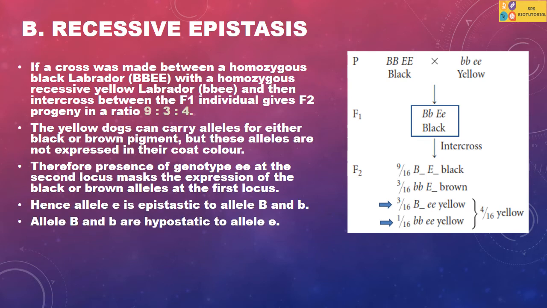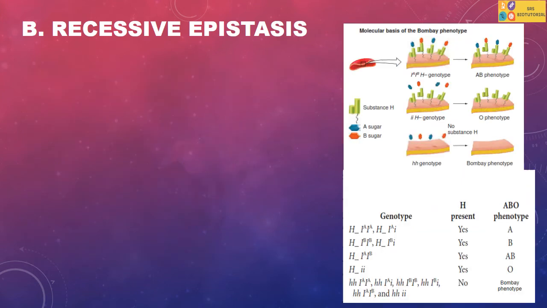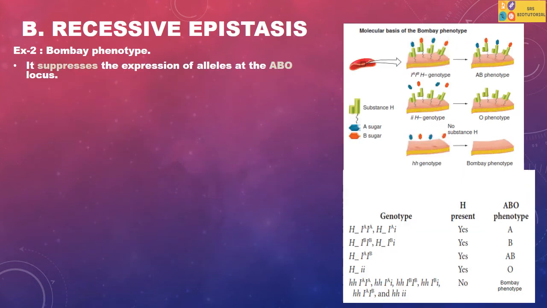Hence, recessive allele small e is epistatic to alleles capital B and small b. Alleles capital B and small b are hypostatic to allele small e. As recessive allele small e is able to mask the expression of black and brown pigments only at homozygous state, it is a recessive epistatic allele. Another example of recessive epistasis is the Bombay phenotype. Bombay phenotype suppresses the expression of alleles at the ABO locus.